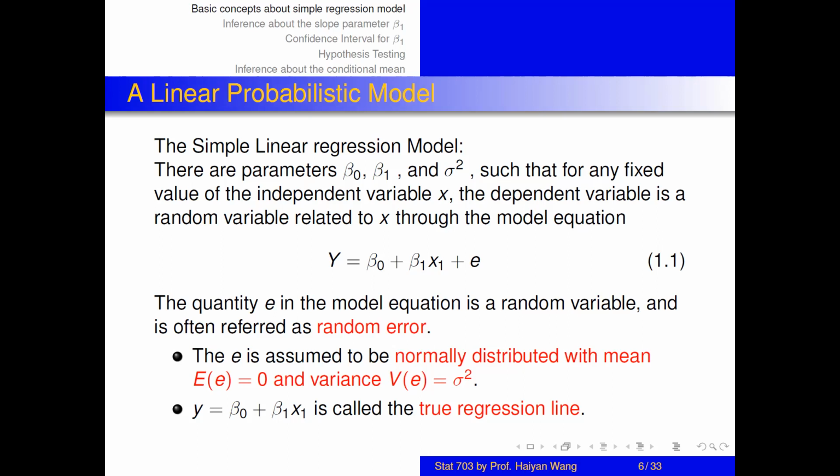To estimate beta 0 and beta 1, we make an assumption about the error. Generally, this error is assumed to have mean 0 and the variance to be sigma squared, a constant that should not change for different x values. And this linear part, beta 0 plus beta 1 x, is simply the mean of y given the x value being x1. We call it a regression line or true regression line.